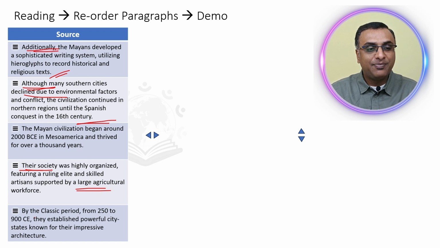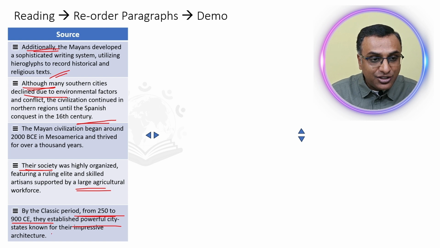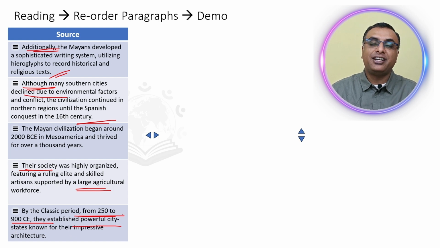Next, by the classic period from 250 to 900 CE, they established powerful city states known for their impressive architecture.